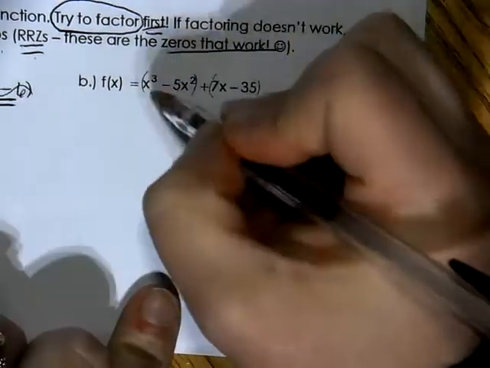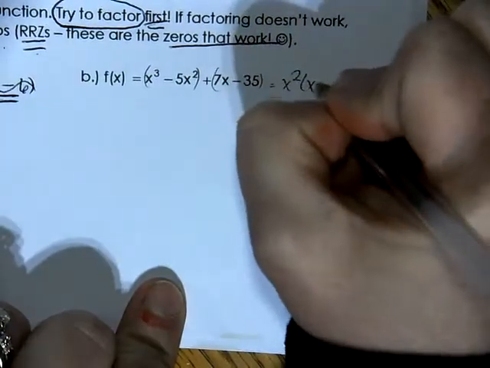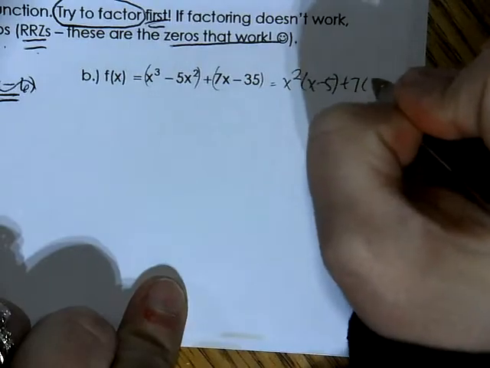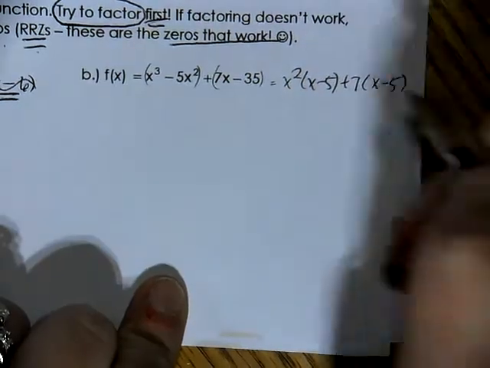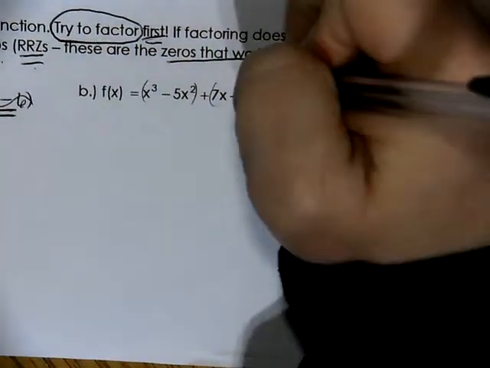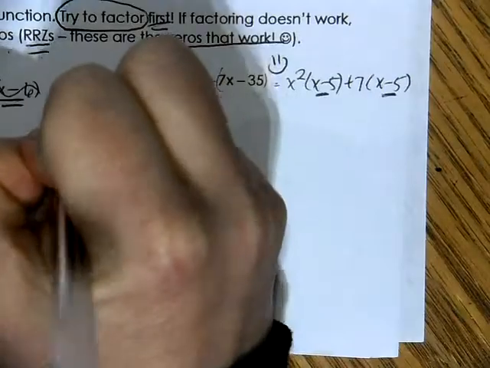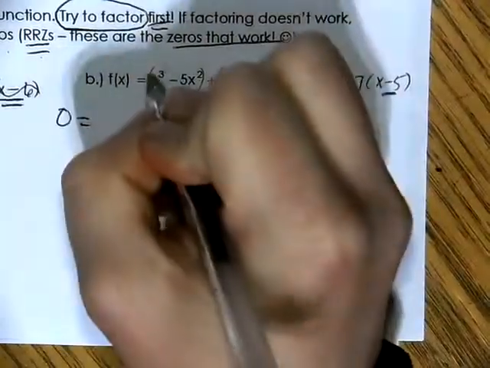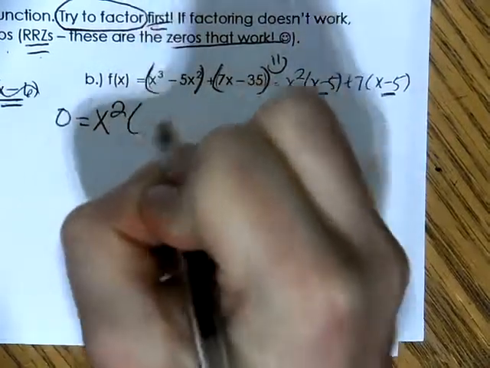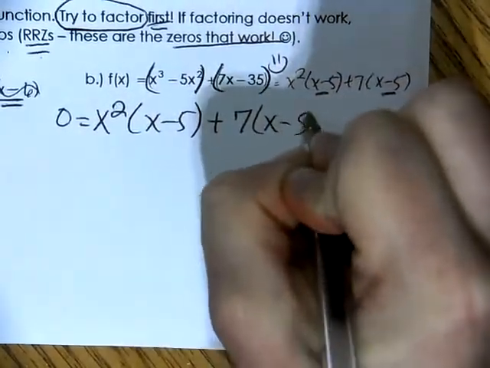X to the third minus 5x squared have in common an x squared. My leftovers is an x minus 5. Plus 7 and 35 have in common a 7. Leftovers is x minus 5. Because both of my parentheses are the same, this means that it is factorable by grouping. So I'm going to go back to the beginning and write 0 equals and do this factoring for real. I will have x squared times x minus 5 plus 7 times x minus 5.